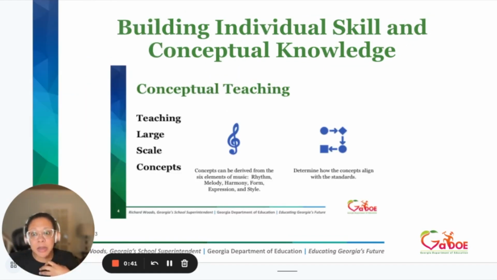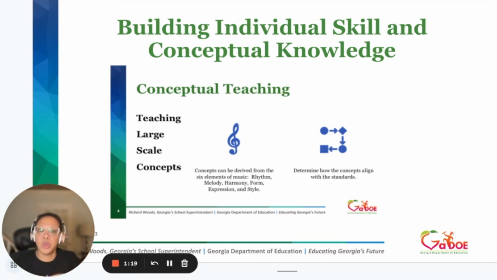In my opinion, the first step in tackling sight reading is building individual skills and conceptual knowledge in your students. To do that, you do have to teach conceptually, and teaching large scale concepts can be difficult. You have to think of the concepts as derived from the six elements of music: rhythm, melody, harmony, form, expression, style, and then determine how those concepts align with the standards and start to organize this conceptual knowledge that they need.